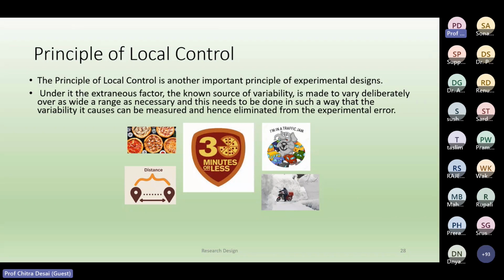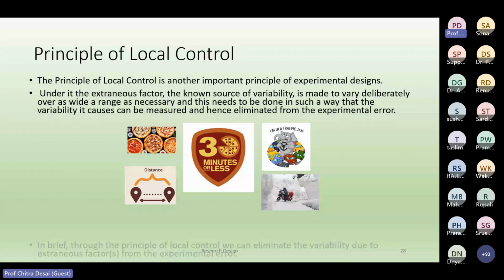Order volume, there is variability. Distance, there is variability. Traffic jam, I cannot predict on which day what the scenario can be. I cannot predict the weather in this case. So after studying so many factors together and then coming to the conclusion that I will deliver pizza in 30 minutes or less, otherwise free, that makes the principle of local control.